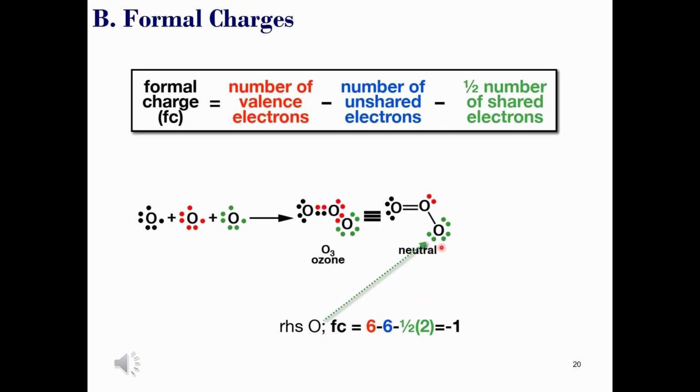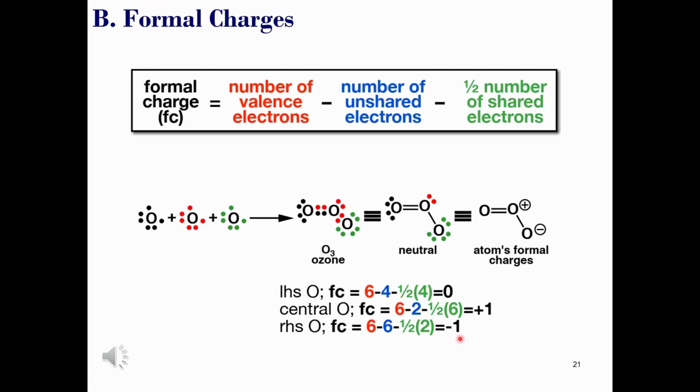The oxygen on the right-hand side, which also has 6 valence electrons, we subtract its unshared electrons. There are 3 lone pairs highlighted in green, so that's minus 6. This gives 0. Then you take away half the number of shared electrons. Seeing as the right-hand oxygen only has 1 bonded pair, this means there are 2 electrons, so half of 2 is 1, and that means that 0 minus 1 gives minus 1 as the formal charge on that right-hand side oxygen.